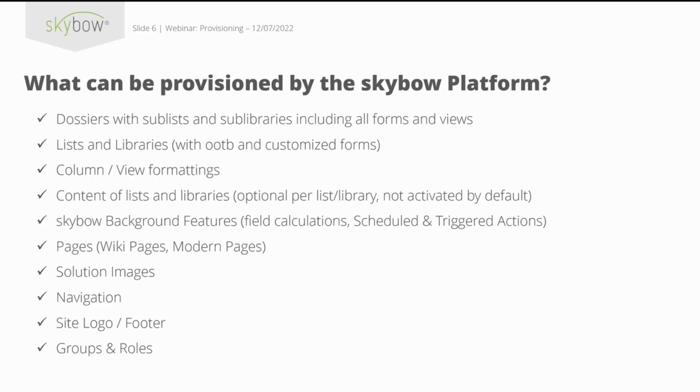Then of course all our background features that we have, the calculated fields, the schedule, the triggered actions will be included. Pages, if you add modern pages or wiki pages to the solution, are packaged. We have a place to upload images as well, and the images are packaged. The navigation can be packaged, site logo, site footer, and also permissions. So for each list and for the site itself, we can have the permissions packaged, meaning SharePoint groups and roles.